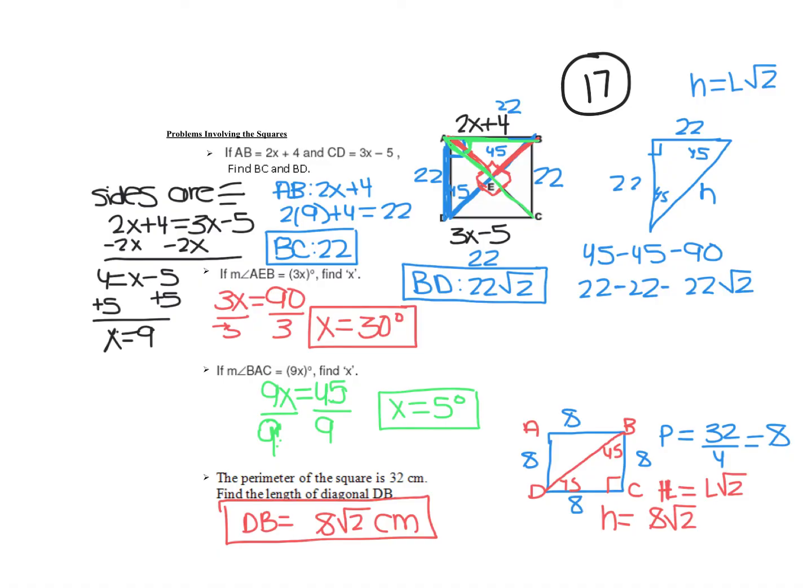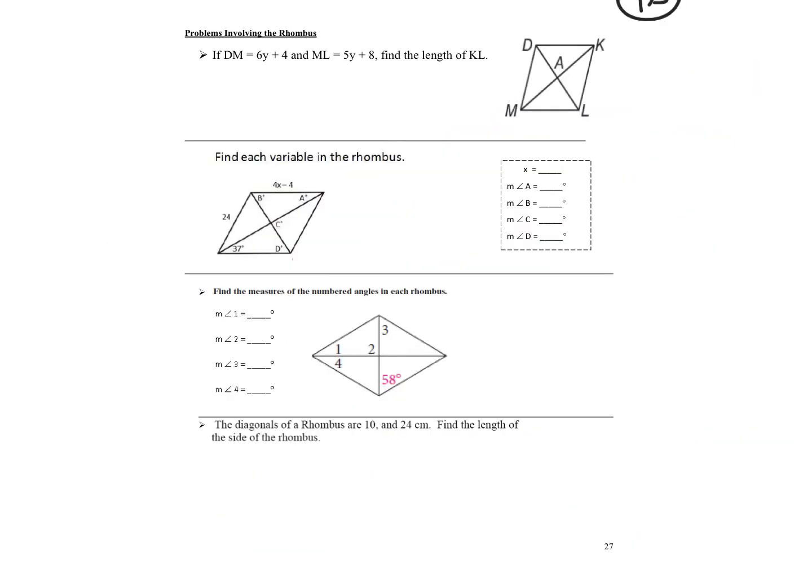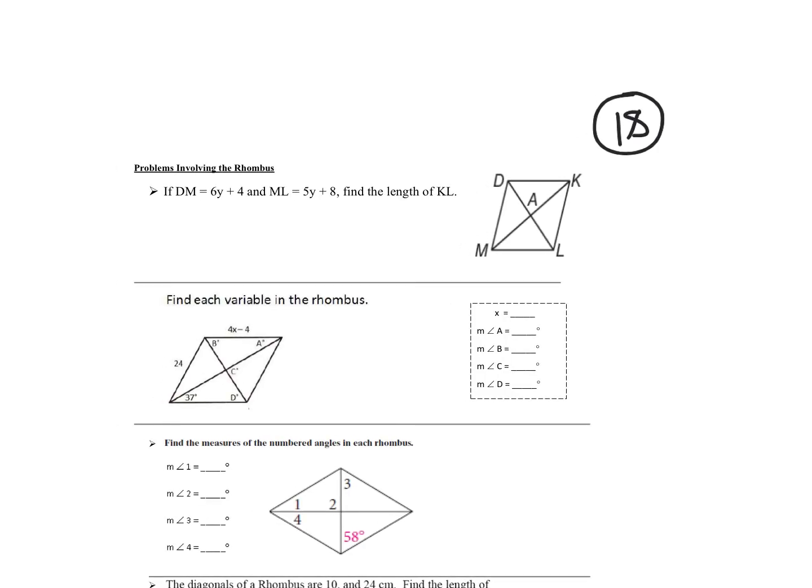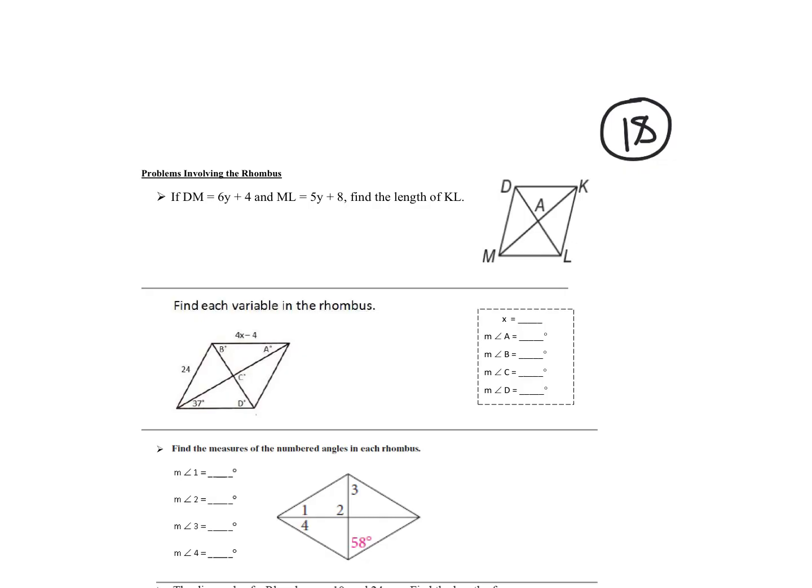All right, and then the last page we're going to do is the rhombus page. So for the rhombus, let's look at what we have here. DM equals 6y plus 4. ML equals 5y plus 8. Find the length of KL. So they just want you to pretty much find a side. So we know that the rhombus, the sides are the same, just like they are in a square.